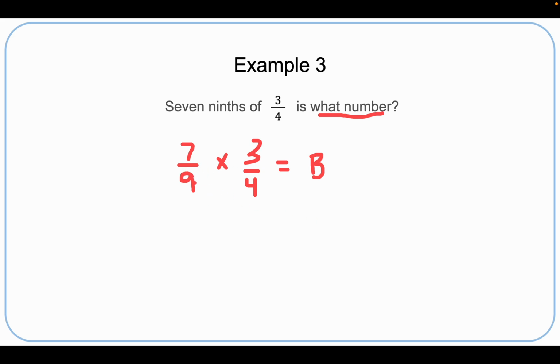There looks like there is cancellation we can do. So we can factor out a 3 from there and there. So now we're left with 7 times 1 in our numerator, 3 times 4 in our denominator. So b equals 7/12. If we put that back into our original problem here, it would be 7/9 of 3/4 is 7/12.